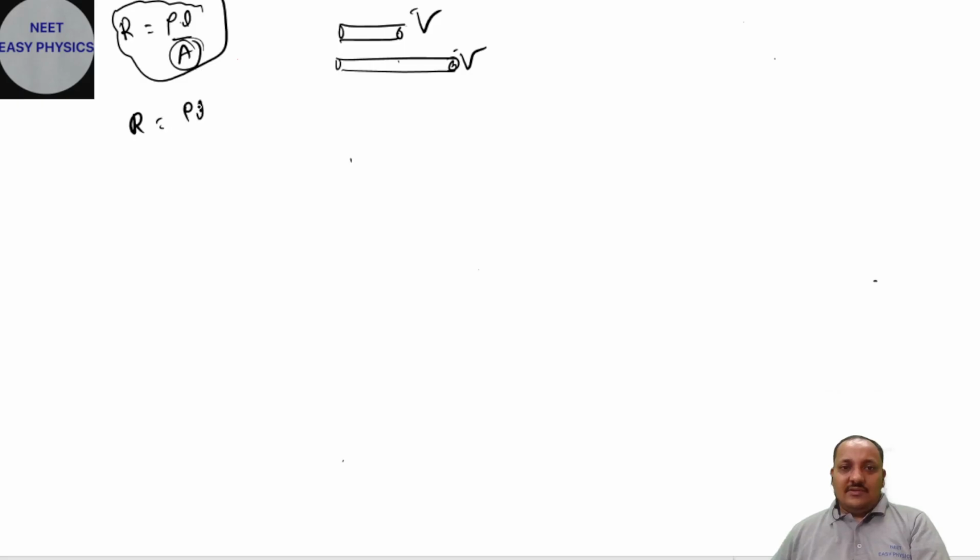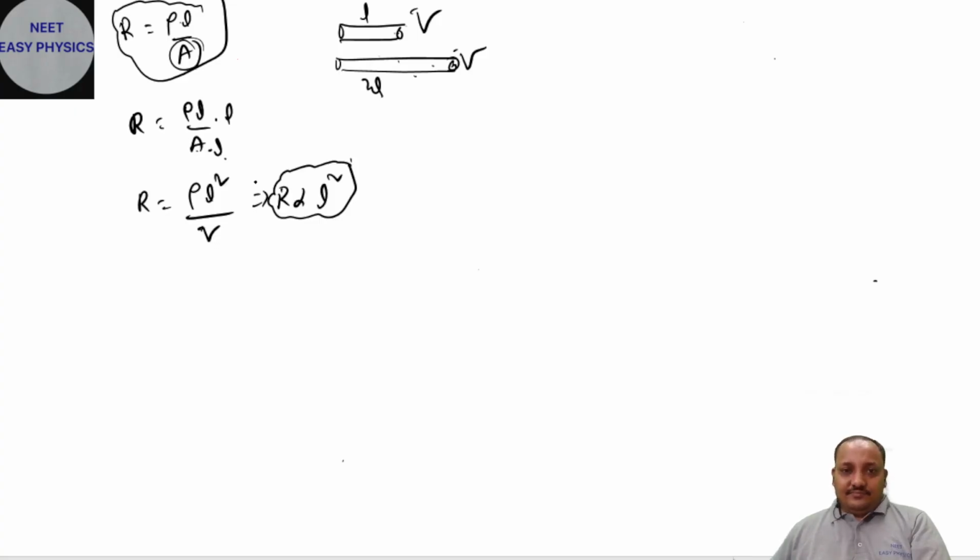So R is equal to rho L by A. To get volume constant, multiply and divide with L. So R is equal to rho L square by area into length, which gives volume. Now, if we increase length, L to 2L, its volume is constant. Therefore, R is directly proportional to L square.